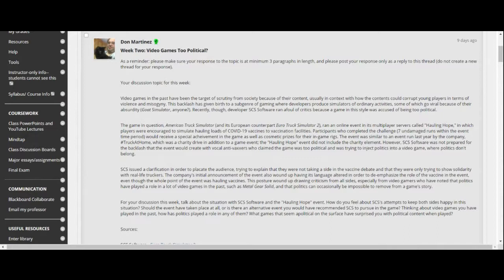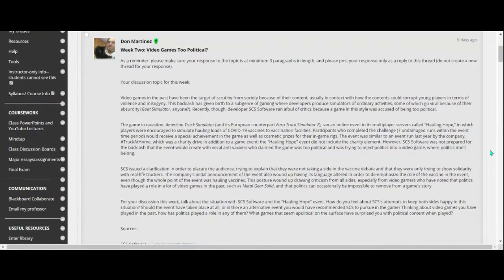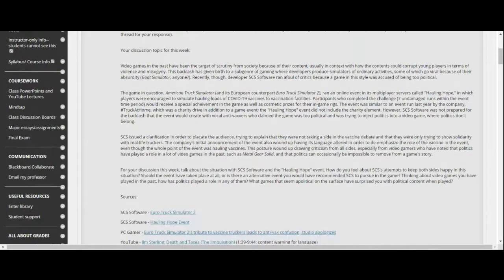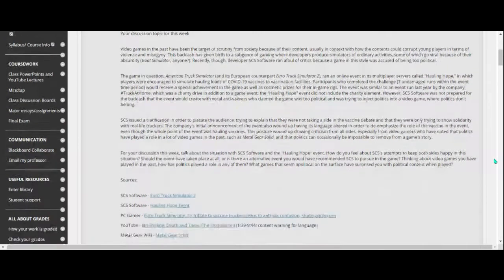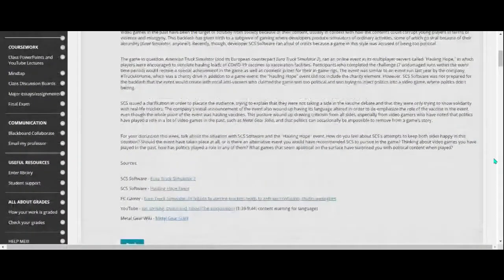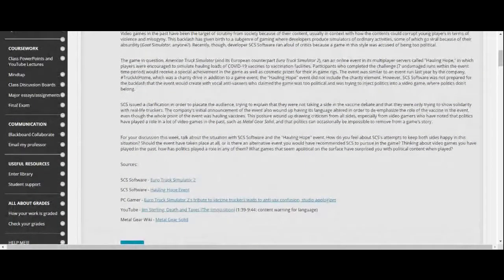This backlash has given birth to a subgenre of gaming where developers produce simulators of ordinary activities, some of which go viral because of their absurdity. Goat Simulator, anyone? Recently, though, developer SCS Software ran afoul of critics because a game in this style was accused of being too political. The game in question, American Truck Simulator and its European counterpart, Euro Truck Simulator 2, ran an online event in its multiplayer servers called Hauling Hope, in which players were encouraged to simulate hauling loads of COVID-19 vaccines to vaccination facilities.